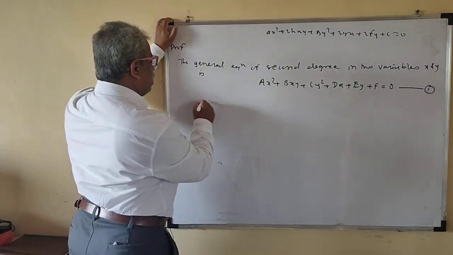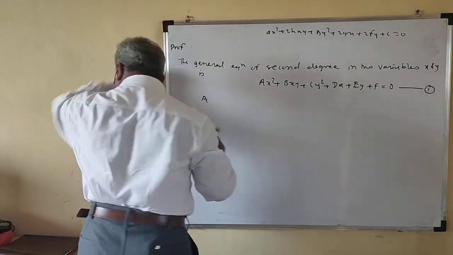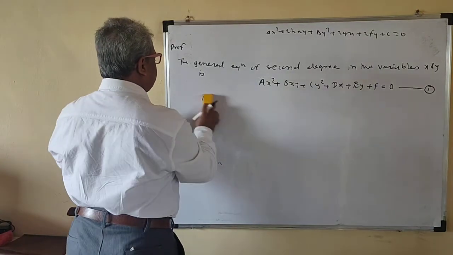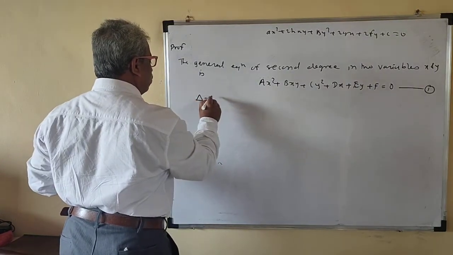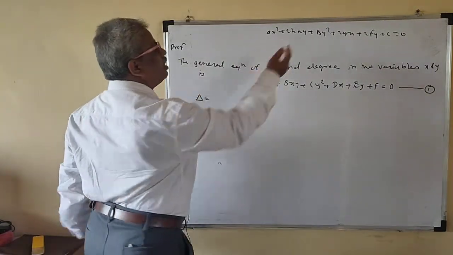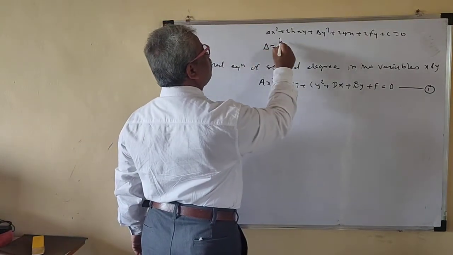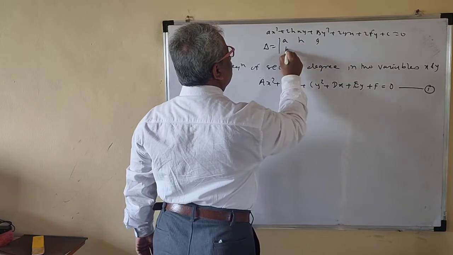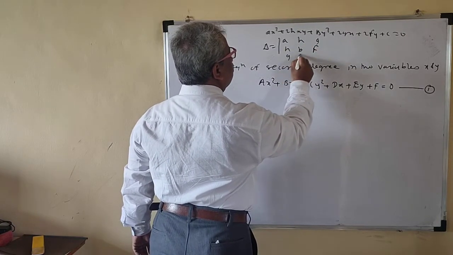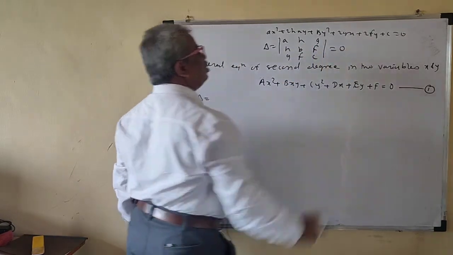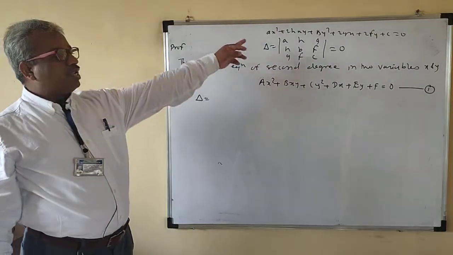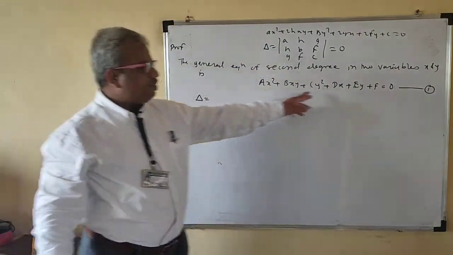So we know that this will be the delta. This second degree equation represents a pair of lines if this determinant is equal to 0. If this determinant is 0, you know that this equation represents a pair of lines. So same here, we compare this.